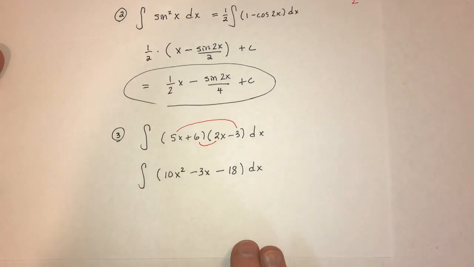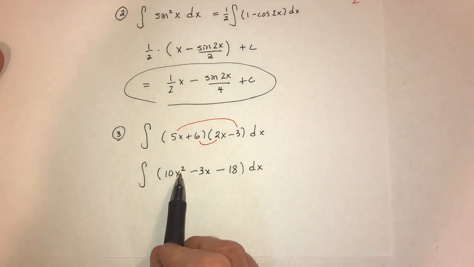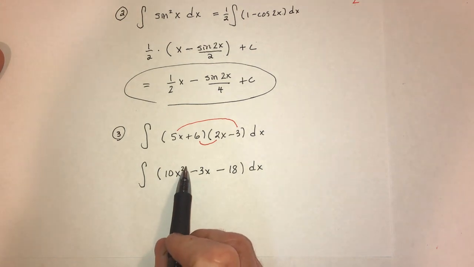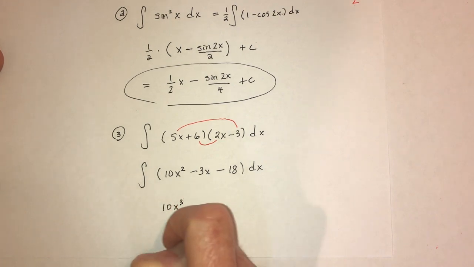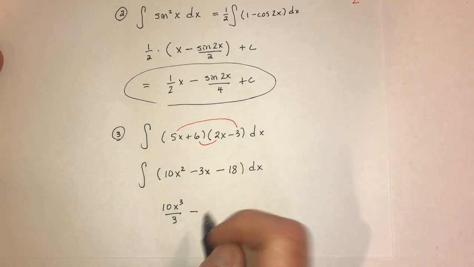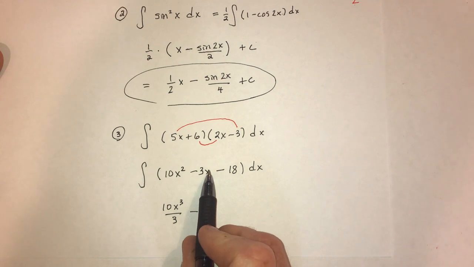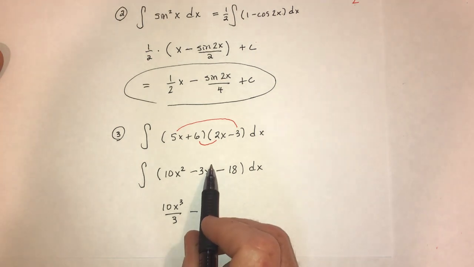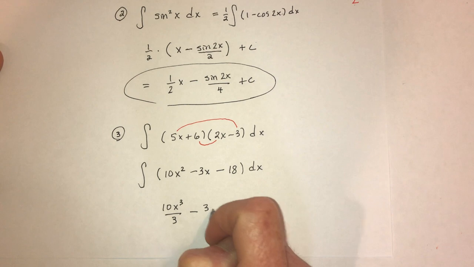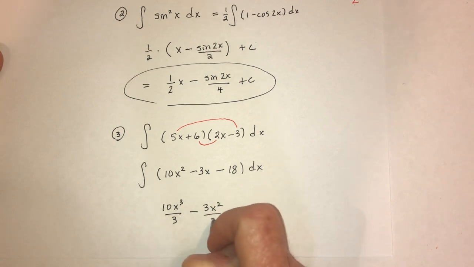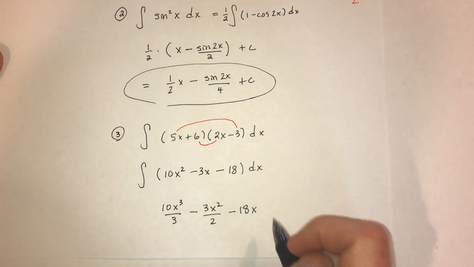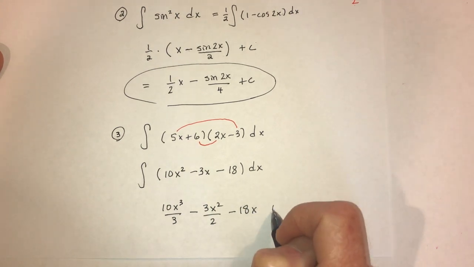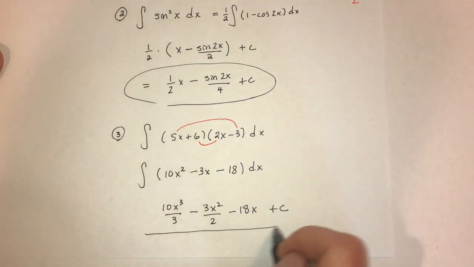And then find the antiderivative term by term. So this one will become x to the 3 over 3, and the 10 just stays there. This one's exponent is a 1, so that's going to be x squared over 2, and the negative 3 just stays there. And for the negative 18, its antiderivative is negative 18x. And now that we're done, put the plus c.